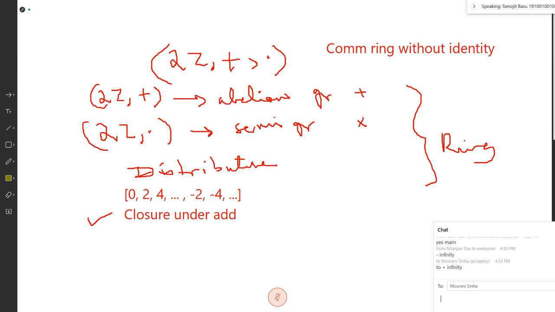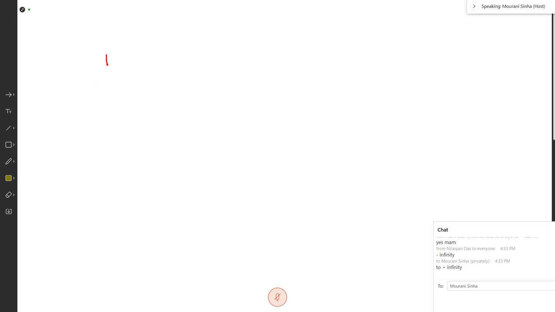Okay, so let me just clear this once more because I wanted to keep it clean. So the first is, it is closed under addition. Okay, so we are considering 2z plus dot. This is the algebraic structure we are going about with. So it is closed under addition. Then second, we have to prove that it's associative. So if it is associative or not under addition. So what is your answer?